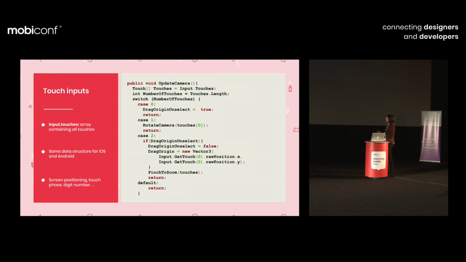You can see here this little snippet that is attached to the camera of a scene that handles the behavior of the camera depending on the number of touches that are present on the screen at that moment. For instance, if there is only one touch, you rotate the camera accordingly; we don't go into the detail of the implementation of the methods. Or if there are two inputs, you can implement the pinch to zoom feature and so on.